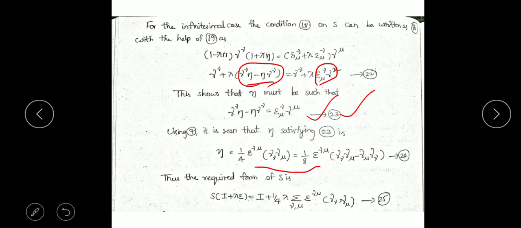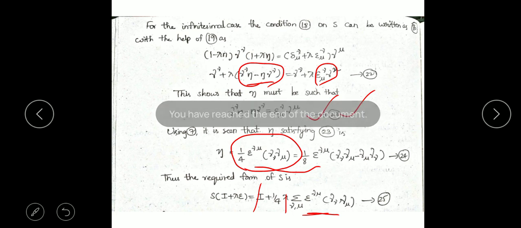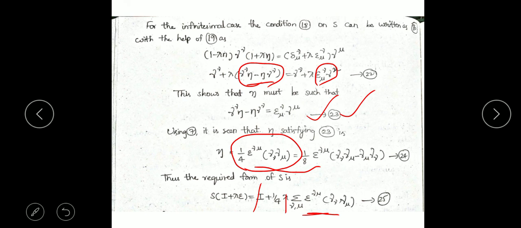Based on these things, we need to find the required form of S. S of I plus λε is I plus λη, so in the place of η we need to replace this. η is nothing but 1/4 ε_νμ, with the ε_νμ mentioned here. So finally we have found S. This is nothing but the covariant formulation of the Dirac matrices. That is the topic. Thank you.